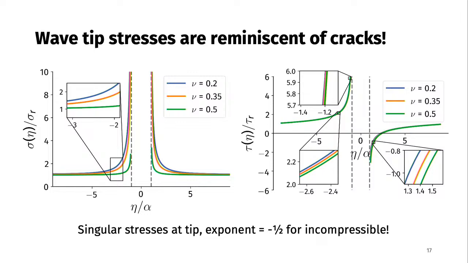The interesting thing is that this exponent for nu equal to 0.5 is minus half. So the stress field looks exactly like what you would see ahead of a moving crack, for this pulse, which is maybe in hindsight a little bit intuitive, but then it seemed very unusual when we saw it first.